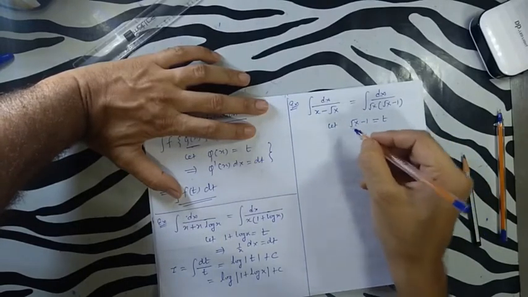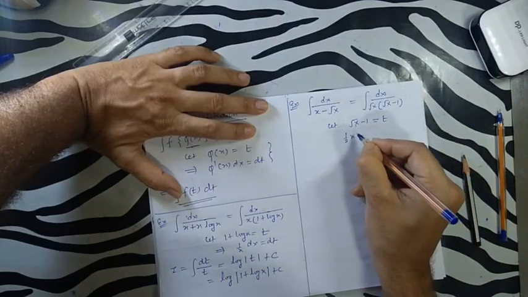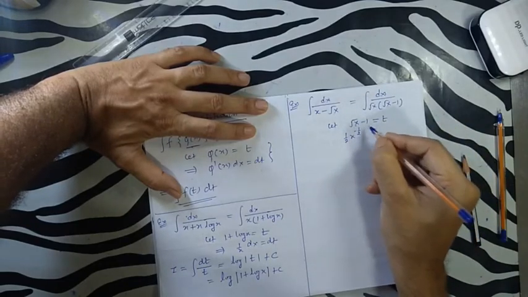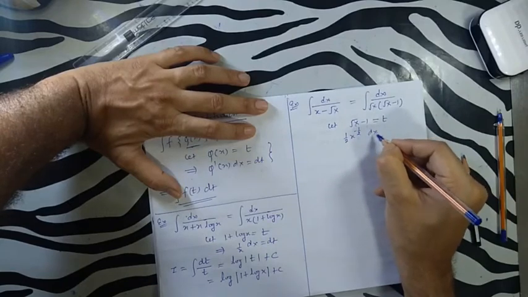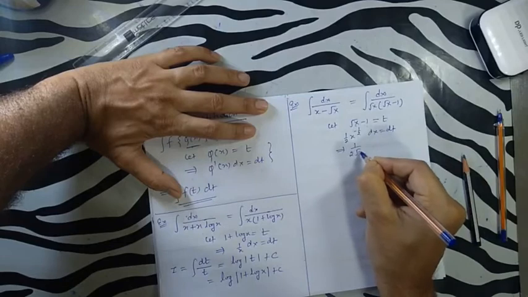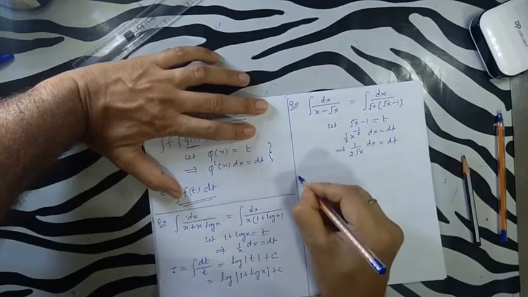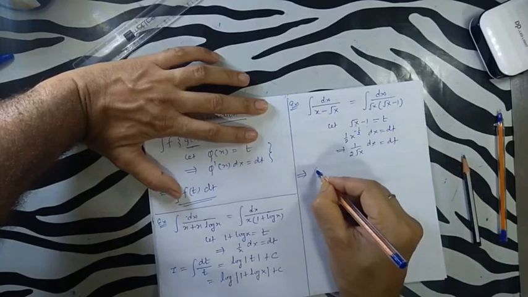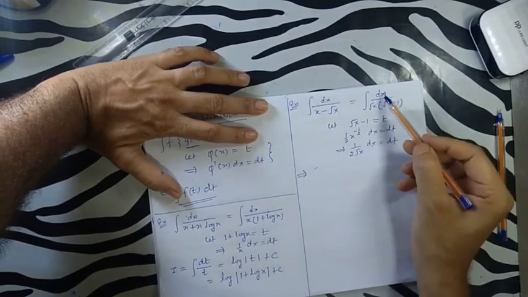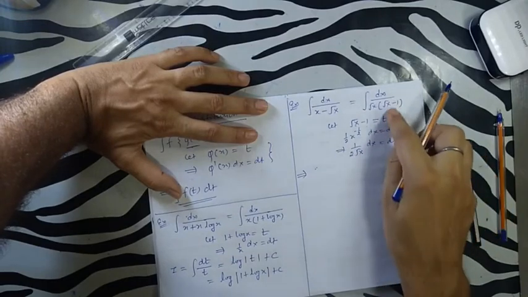Now differentiate it, half x raised to power minus half, and this is 0. That is, dx is equal to dt. So we can write it as 1 upon 2 under root x dx is equal to dt. So it implies that the integration becomes dx upon root x, that is 2 dt, and this is 1 upon t.